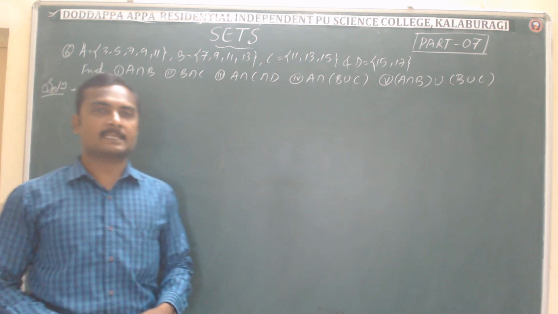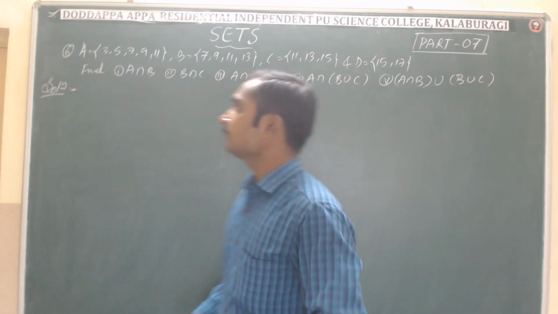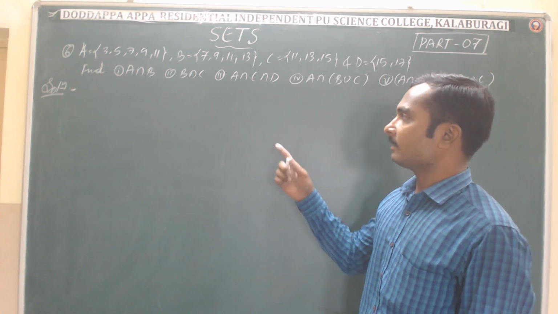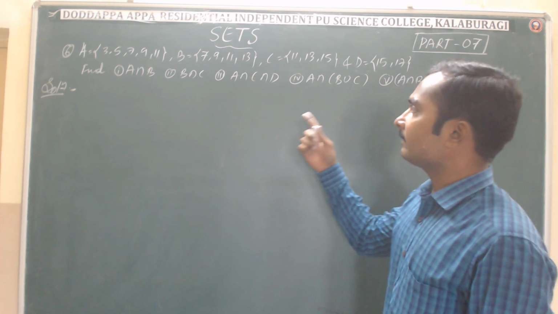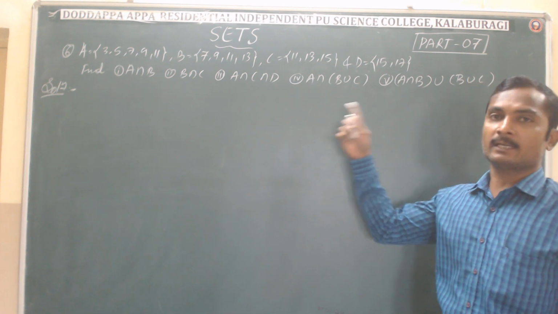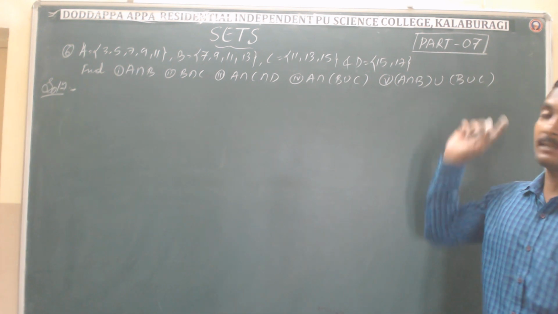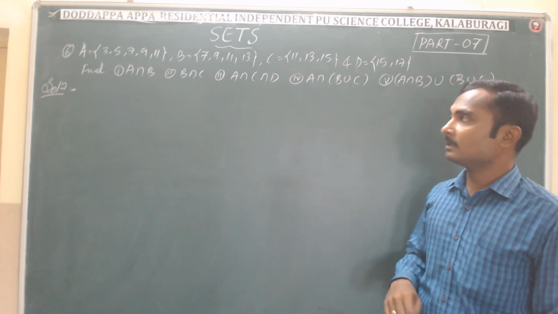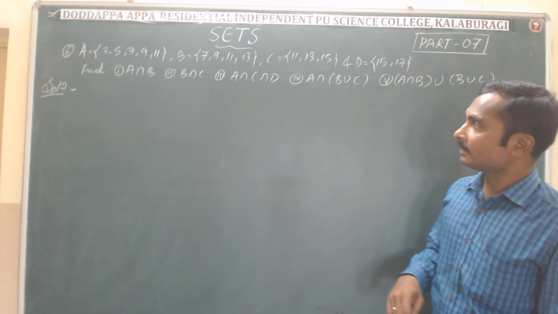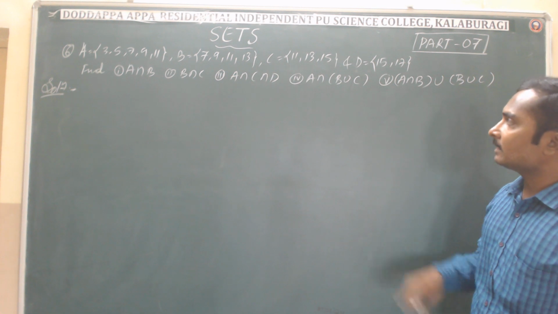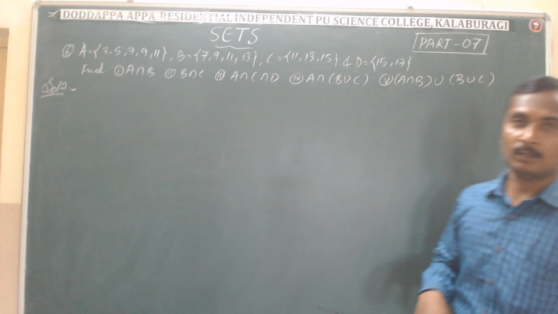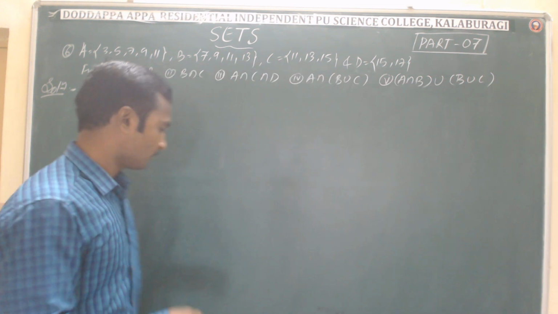Let us solve the next problem. The question is: A is a given set containing the elements 3, 5, 7, 9, 11 and B contains 7, 9, 11, 13, C contains 11, 13 and 15, D contains 15 and 17. We have to find A intersection B, B intersection C, A intersection C intersection D, A intersection B union C, and at the last A intersection B union C. Okay, so let us find them one by one.